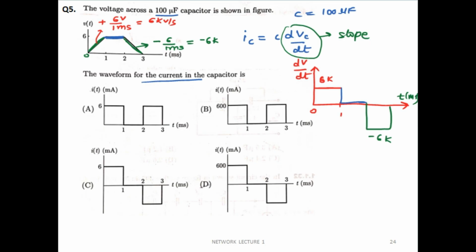Now we have to multiply this dv by dt by the capacitance value. So 6k, that is 6 into 10 to the power 3, into capacitance value 100 into 10 to the power minus 6. So we have to find the answer in milliamperes, so it will be equal to 600 milliampere. Okay, so it is matching with option D.